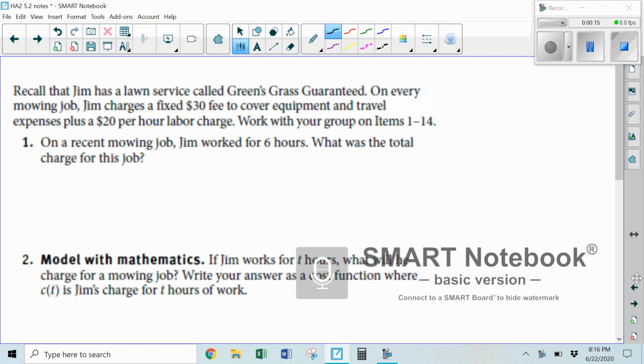Recall that Jim has a lawn service called Green's Grass Guaranteed. On every mowing job, Jim charges a fixed $30 fee to cover equipment and travel expenses, plus a $20 per hour labor charge. Work with your groups on items 1 through 14. We're going to work together.